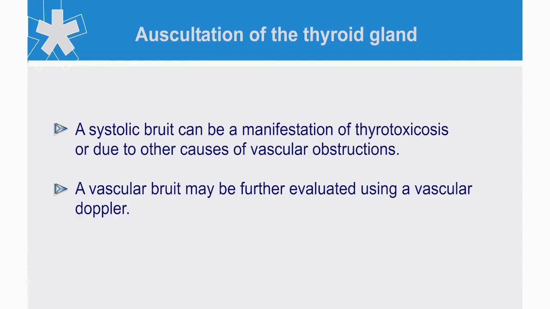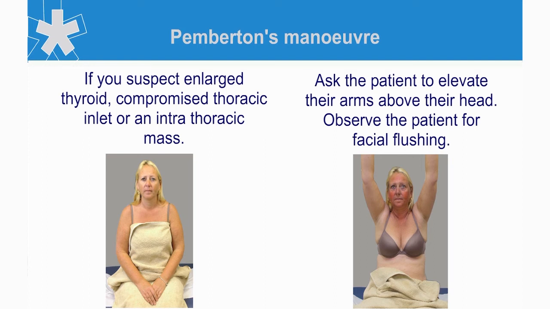A systolic bruit can be a manifestation of thyrotoxicosis or due to other vascular obstructions. A vascular bruit may be further evaluated using a Doppler. If you suspect enlarged thyroid, compromised thoracic inlet, or an intrathoracic mass, then perform Pemberton's maneuver.